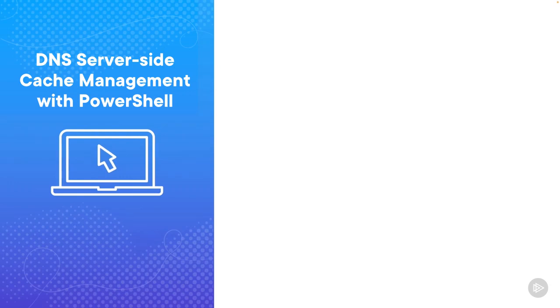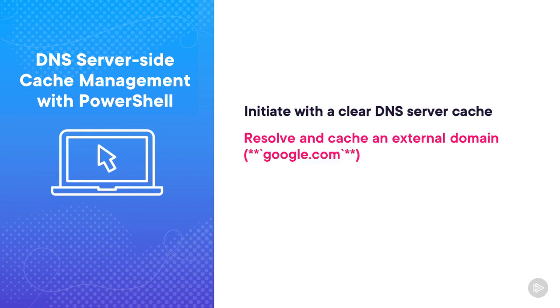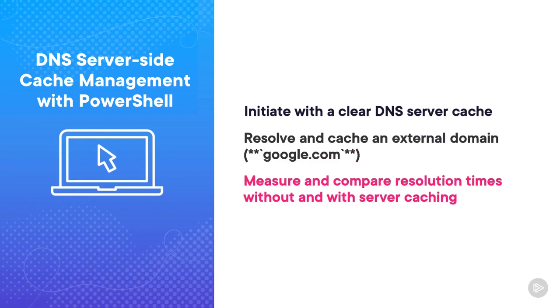For this demo, we'll journey through the inner workings of DNS server caching. We'll start fresh by clearing our server cache, then we'll resolve an external domain such as google.com. As we delve deeper, we'll measure the resolution time, first by bypassing the cache and then utilizing it, and we'll observe closely how caching greatly enhances the speed of our DNS resolution.